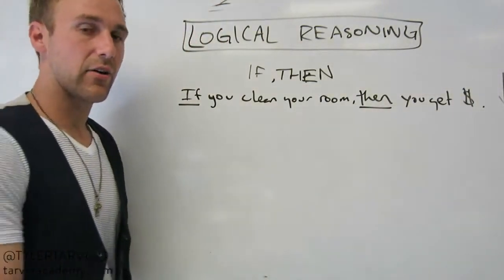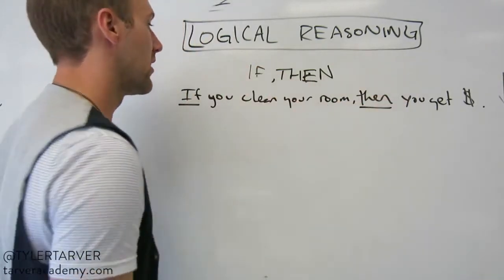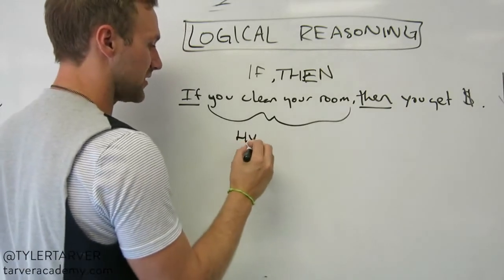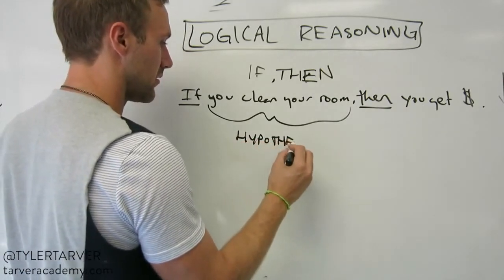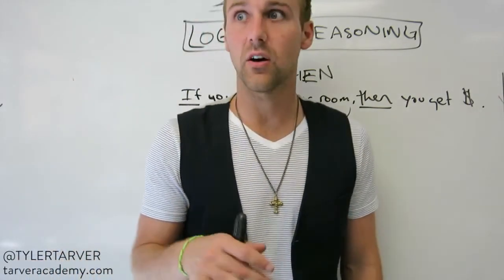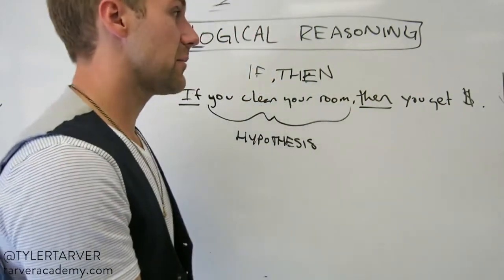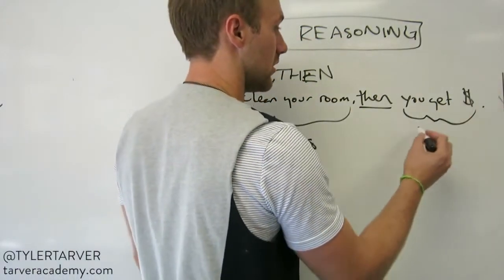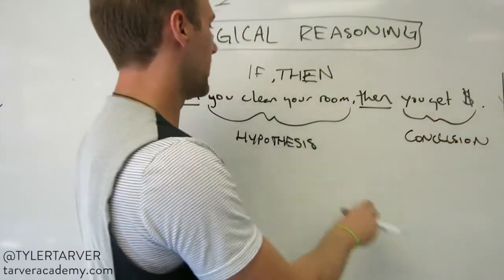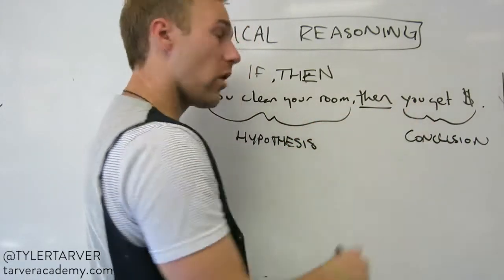All right. Now, in an if-then statement, it's essentially split up into 2 parts. Your if part and your then part. Your if part is called your hypothesis. Just like in science, a hypothesis means like, oh, I wonder if I try this, what's going to happen? That's essentially the thing you're going to do. And then your then statement is your conclusion. That means if you do this, then this will happen. If we clean our room, then we're going to get paid.